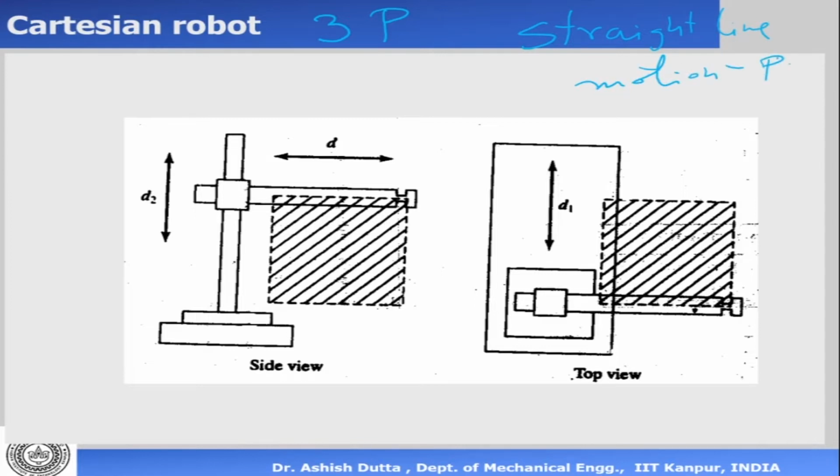Okay, so what we can see here is that there are 3 degrees of freedom and 3 P joints. So this is the first one. Let's call this my D1, which is the first degree of freedom. D2 is this one, and D3 is this one. So these are 3 degrees of freedom, 3 translations which it can do. Let's start off by looking at the side view.